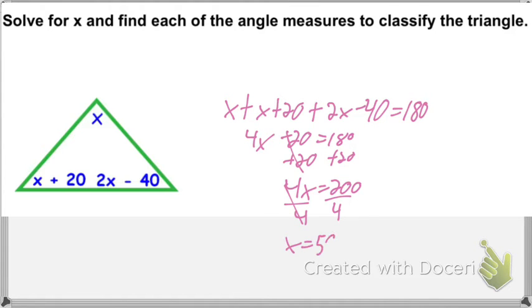50. Now we are told to not only find x, but also find each of the angle measures in order to classify the triangle. So what's the top angle? 50, okay. What's the bottom left angle? 70. 50 plus 20 is 70. What's the bottom right angle then? 60. It's 2x minus 40, which is 60.